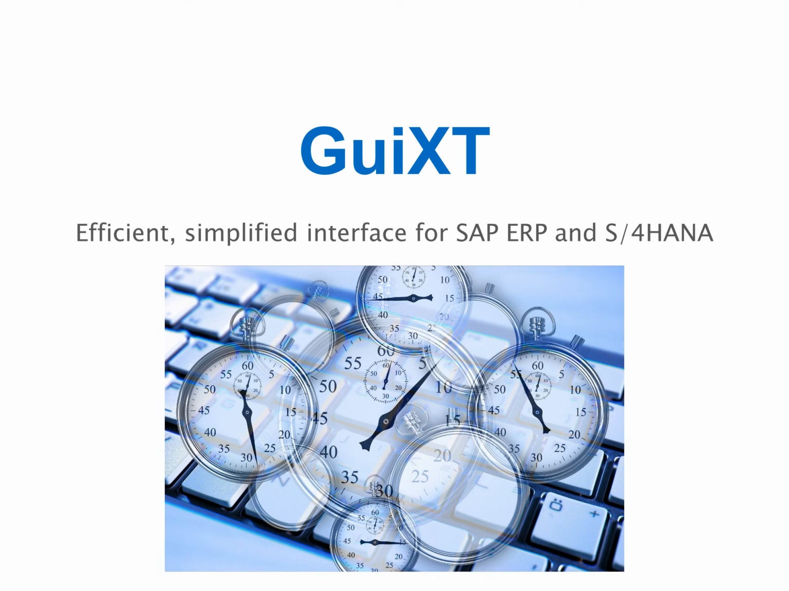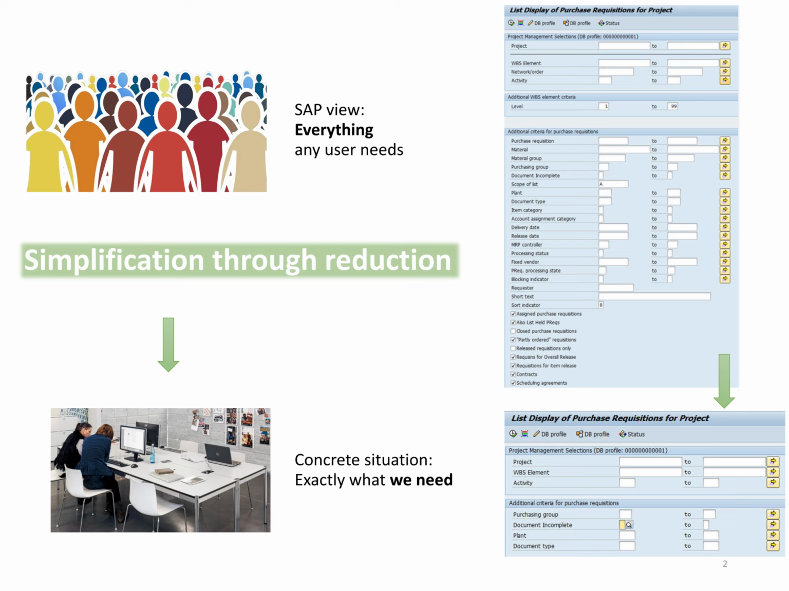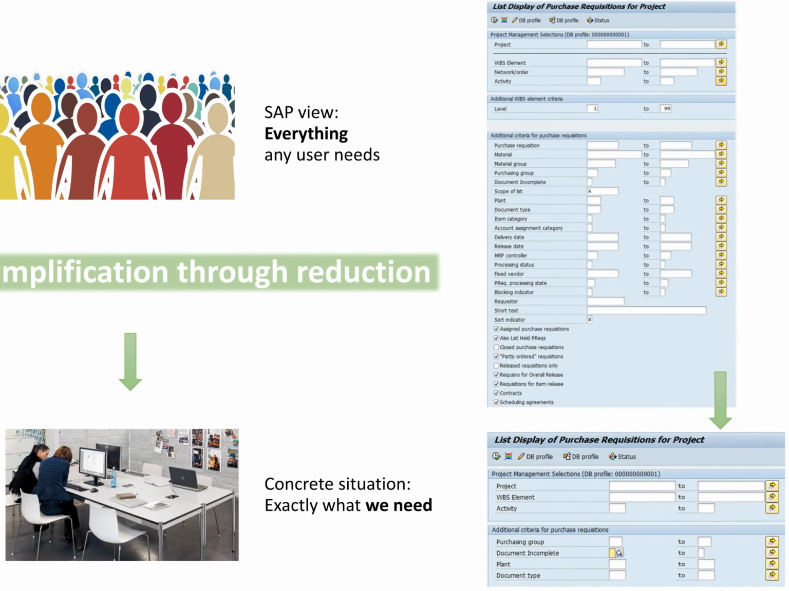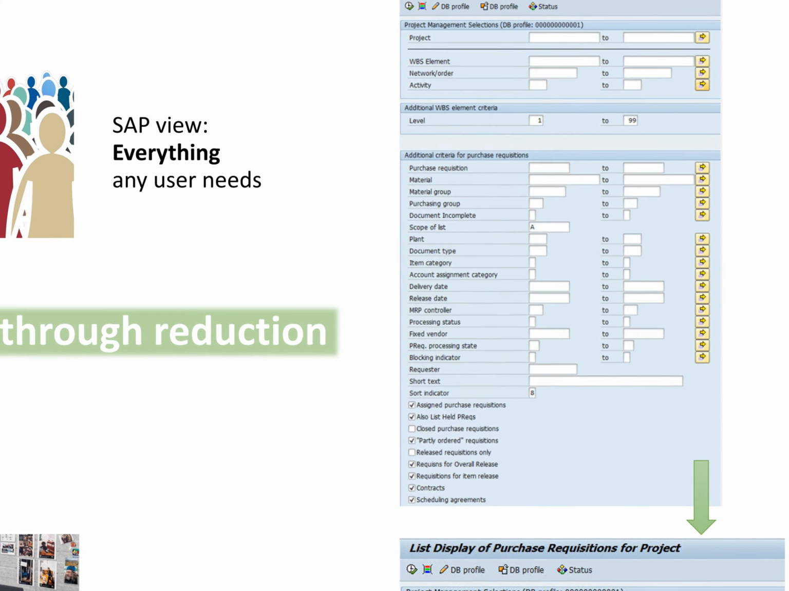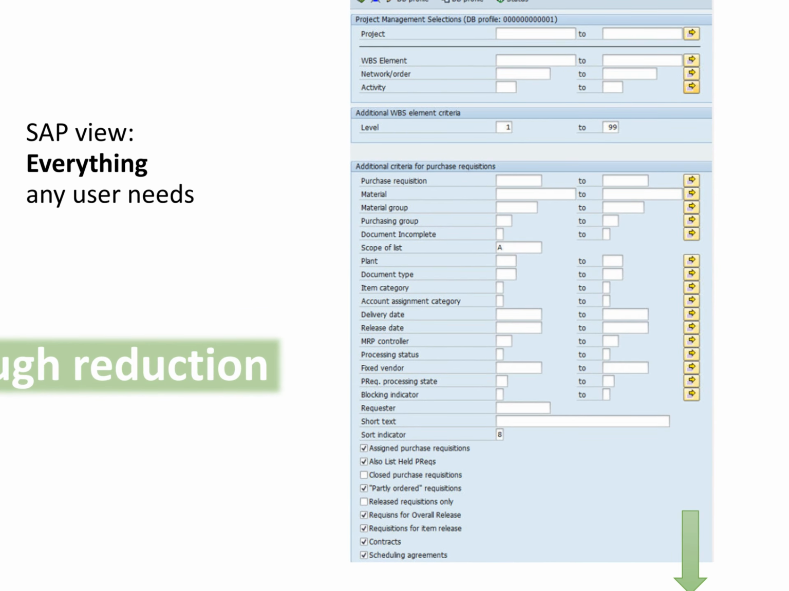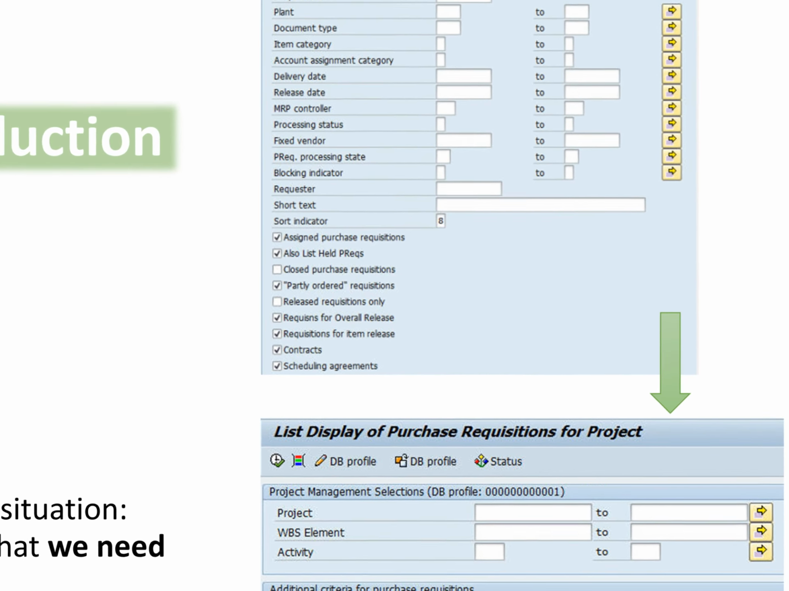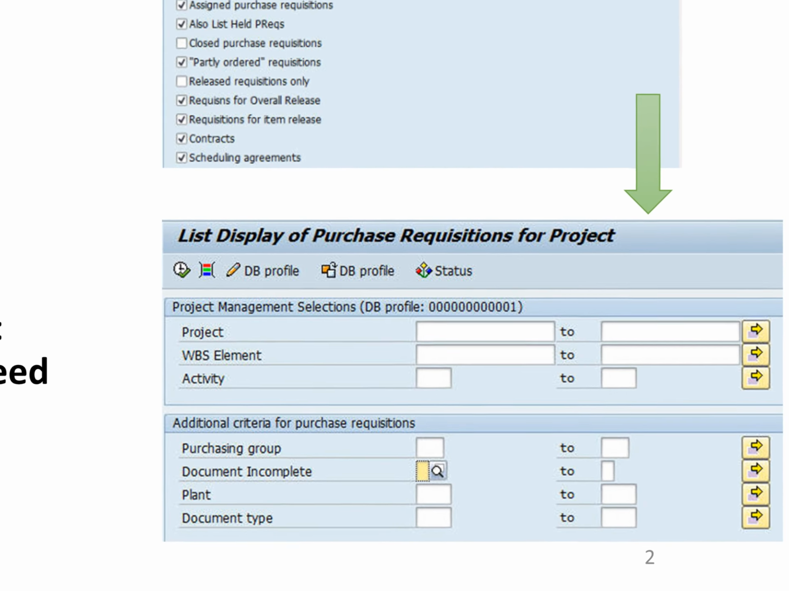GUI XT is all about SAP screens, which can be quite complex. The standard SAP view contains everything a user might need in any given process. However, there are many fields that the user needs to edit, which can be time-consuming. The idea behind GUI XT is to simplify the process by displaying only the fields that are needed for a particular user, in a specific situation.